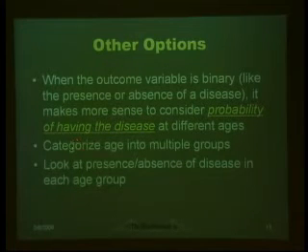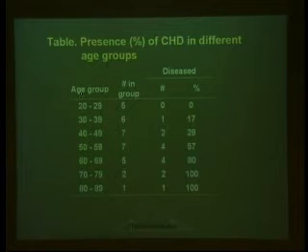So what it means is we can probably categorize the age into multiple groups, and then look at the presence or absence of a disease in each age group. If we categorize age by decade, we can get these kinds of intervals, and this is the number of people within each age group, and then how many persons get the disease in each age group.